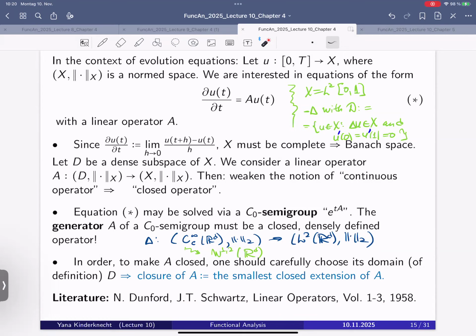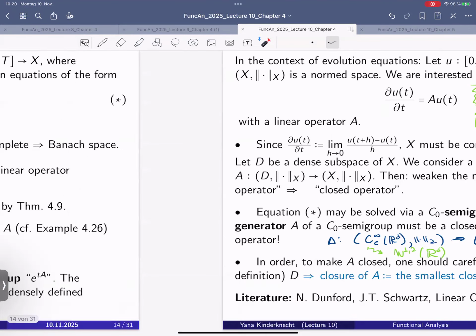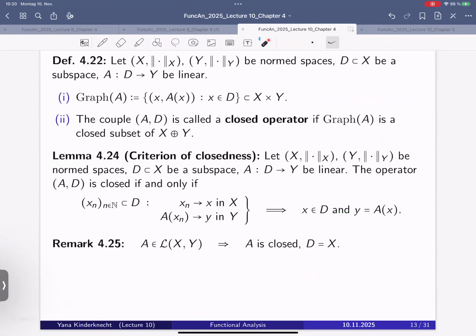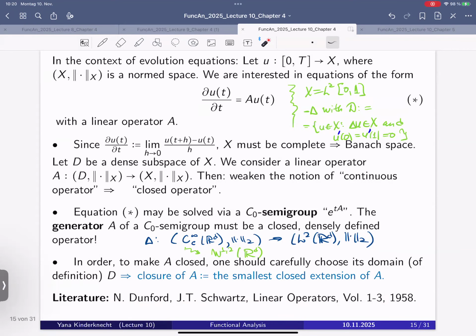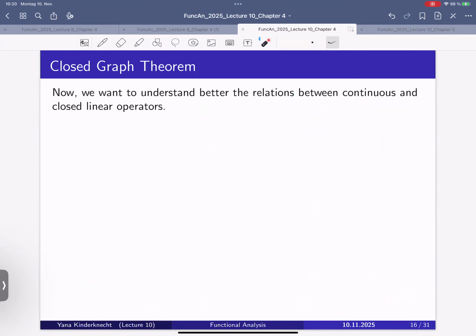Okay, so it was like an advertisement that it is worth having this notion of closed operators. And so far, this is what was shown last time: this notion is weaker than continuity. So each continuous operator is closed. And now we would like to understand the relations between continuous and closed linear operators in a better way. So we go further.